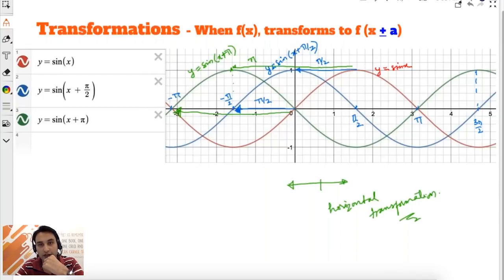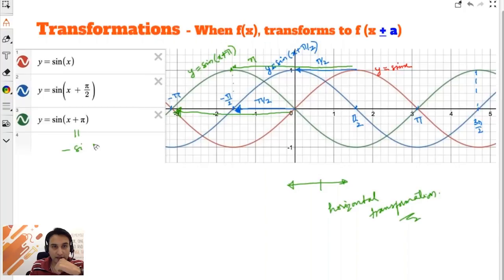Yes, Deveshwar, you are right. This has become minus sine x. Why? Exactly, because you already know the property. This is nothing but minus sine x. And you also know the property. This is nothing but cos x. So if you look at the red graph, the green graph actually is also the graph of minus sine x, because these two are the same. Similarly, the blue graph is also the graph of cos x because these two are the same.